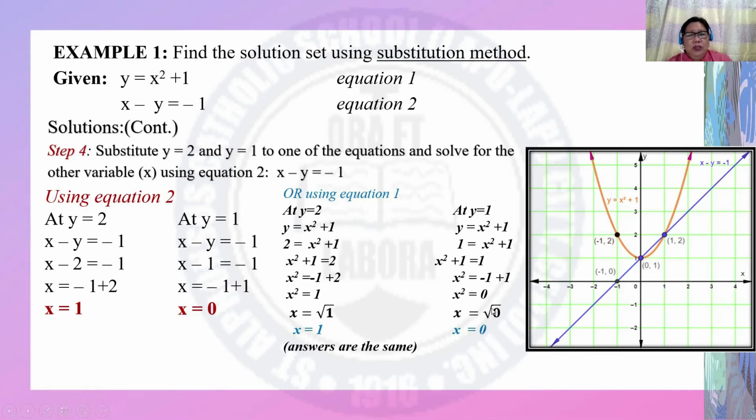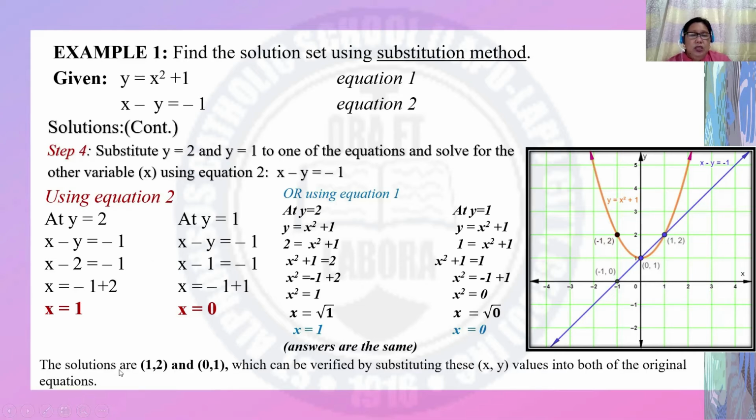You don't have to show all the solutions. You may choose only one equation. So the solutions are the points with coordinates (1, 2) and (0, 1), which can be verified by substituting these values into both of the original equations. In the graphical method, we have also (0, 1) and (1, 2).